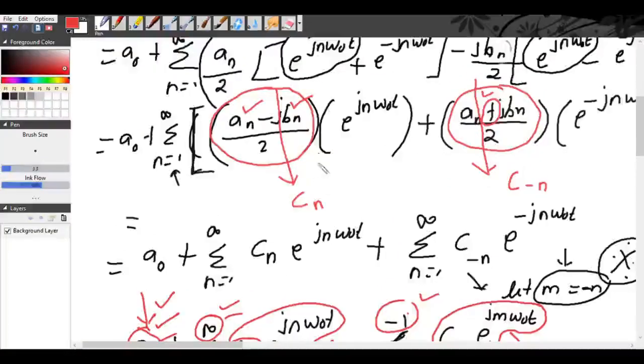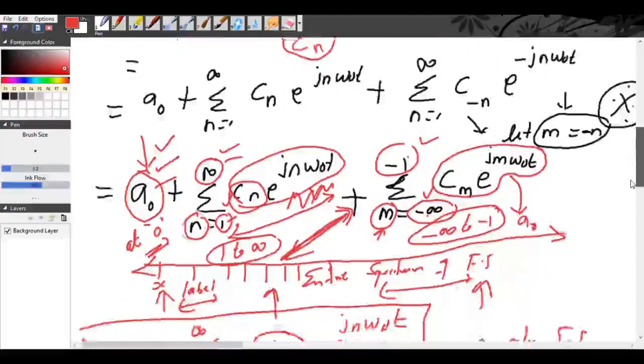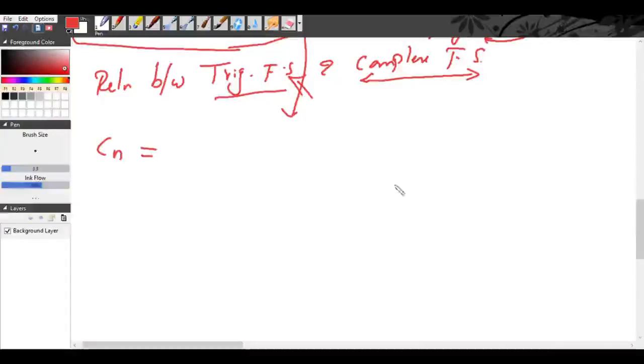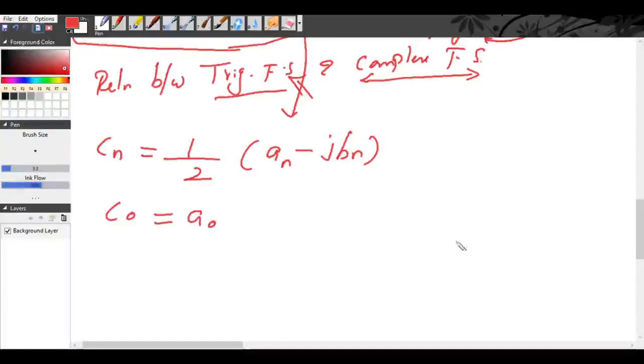cn is this one. So what is cn? cn is nothing but half times (an minus j bn). What is c naught? c naught is equal to a naught. Okay, so this one I am more interested in actually.